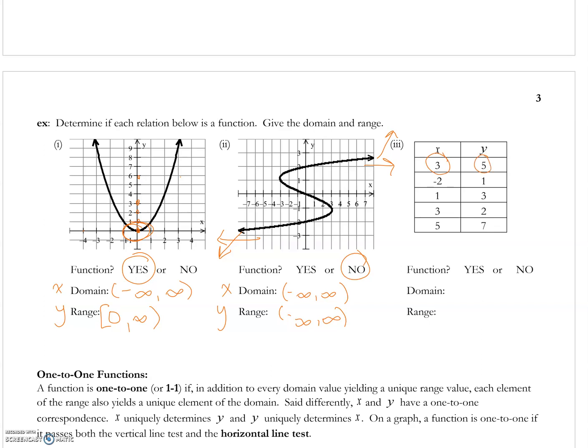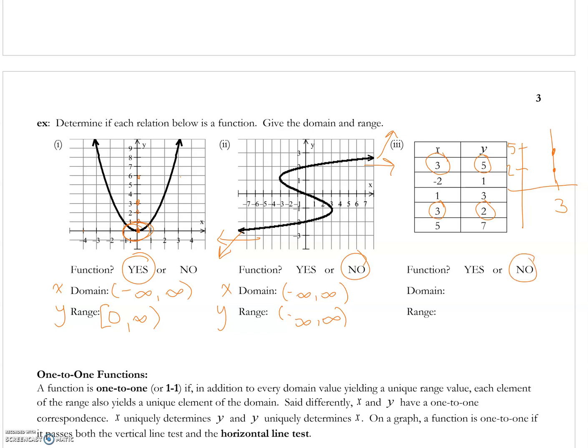But then if I look further down on my table, I see the x value of 3 again, with a different y value this time. So if you wanted to think about it on a graph, here's your x value of 3, and it gives you the y values of both 2 and 5, meaning it would not pass the vertical line test.